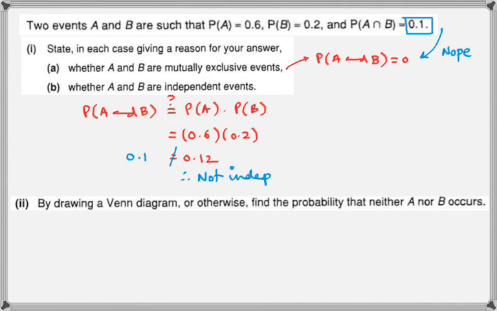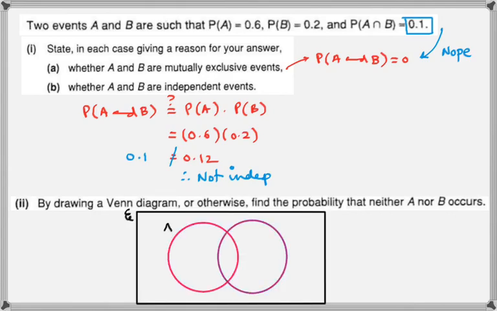Now the examiner can ask you to illustrate whatever info is given to you on a Venn diagram. Simple. Just draw a rectangle for the universal set. Label one of the circles as set A, the other circle is set B. We always start with the intersection, which is 0.1. What would be A only? That would be 0.6 minus 0.1, which is 0.5. Similarly, what would be B only? That would be 20% minus 10%, 0.2 minus 0.1, which is 0.1.